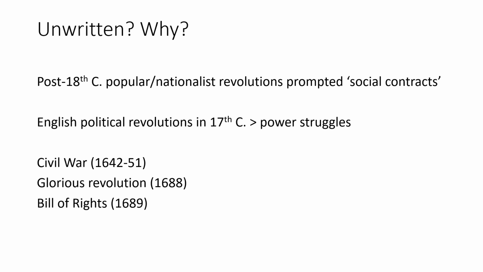We also need to look at English political revolutions in the 17th century. So here we're talking about the Civil War primarily, and after that, the Glorious Revolution. The Bill of Rights, which came after the Glorious Revolution, kind of codified a certain form of social contract, but it wasn't a full document that represents a constitution.